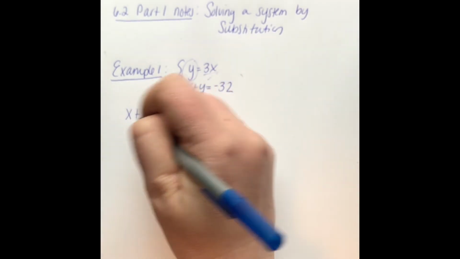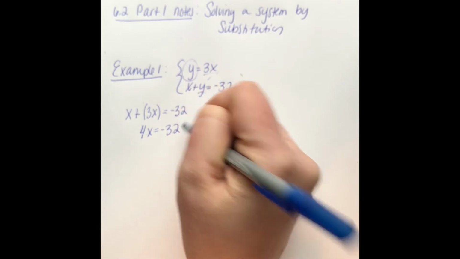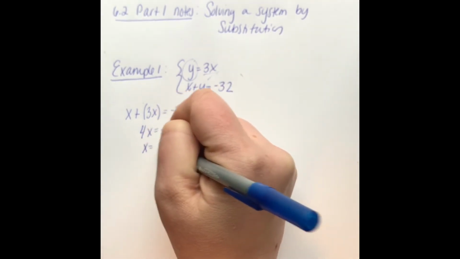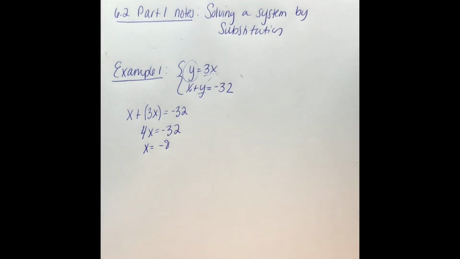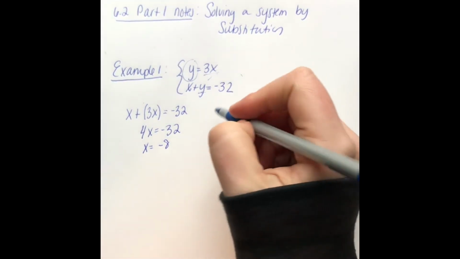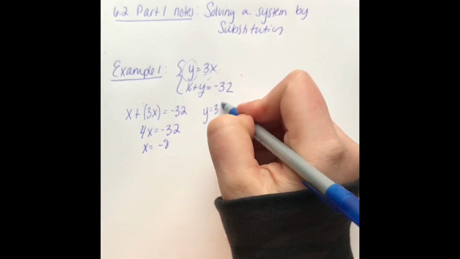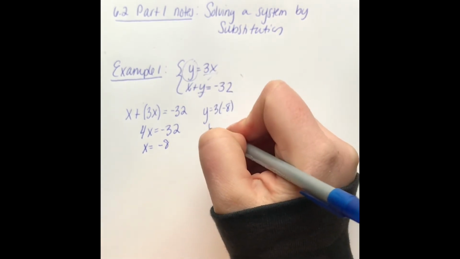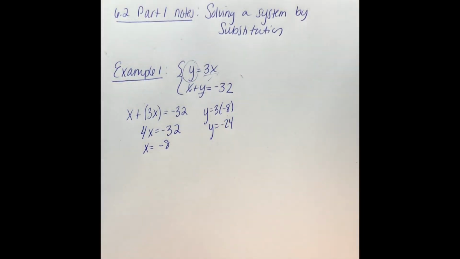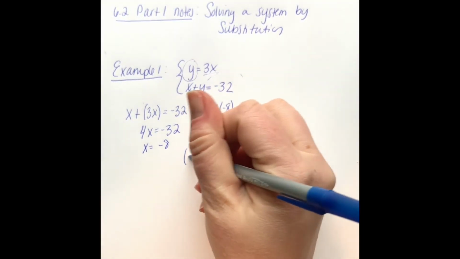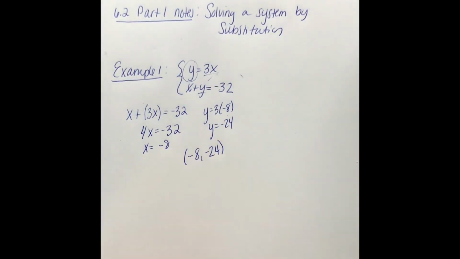Now we're going to solve for x. x plus 3x is 4x is equal to negative 32. We can divide both sides by 4, and x is equal to negative 8. Awesome, if x is equal to negative 8, we can plug that into the other equation that has y by itself. 3 times negative 8, and you get y is equal to negative 24. Again, remembering to always write your answer as a coordinate point, negative 8, negative 24.